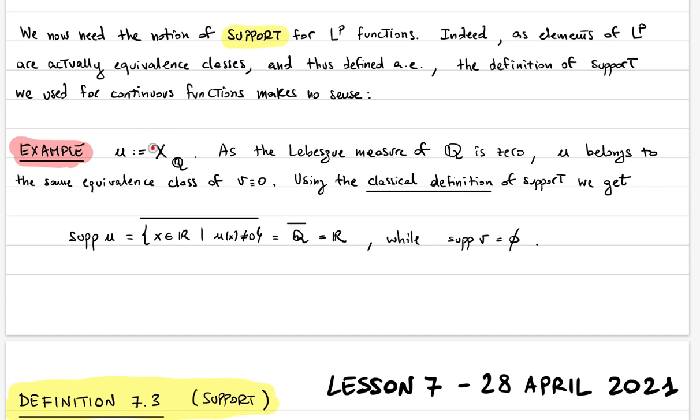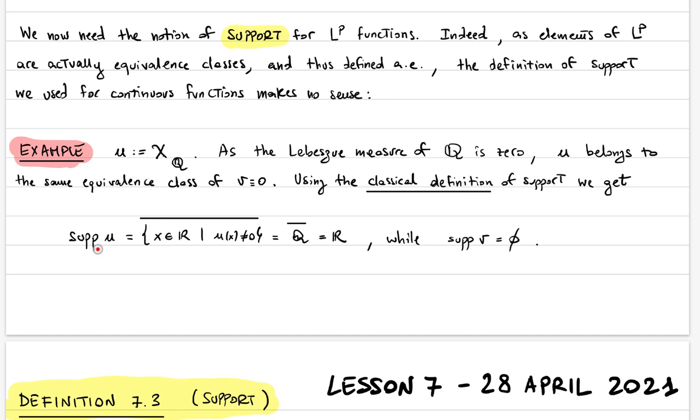Okay, because u is 0 in R minus Q, and Q has measure 0, so basically we can change it on the set Q, and we still are in the same measure class, and we chose to change it to value 0 in this class, defining this new constant function. So these two belong to the same equivalence class, and let's look at what the support is with the classical definition.